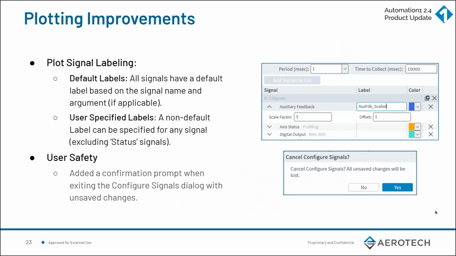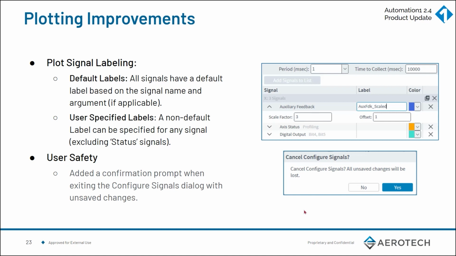Continued plot improvements. You can see here you're actually rewriting the label. So for plot signal labeling, default labels have been provided for all the signals, and those match mainly what you see throughout the application. You can also do user specified labels, and again, that applies a non-default label which can be specified for any signal except the status item signals, which are larger word signals with multiple bits underneath them. Those are a little bit different, but for almost all signals, you can rename the label, which will change the way that it shows up in the actual plotting portion of the data visualizer.